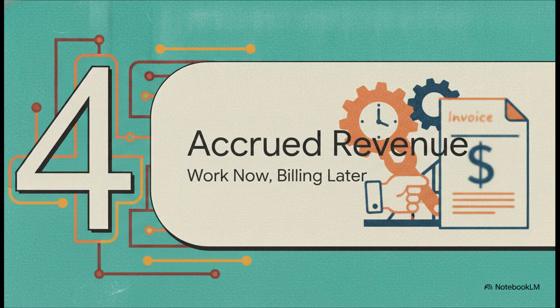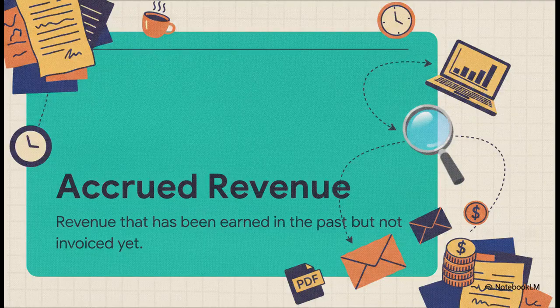Quadrant 4, accrued revenue. Working now, billing later. Accrued revenue is revenue that has been fully 100% earned in the past, but the client simply hasn't been invoiced yet.